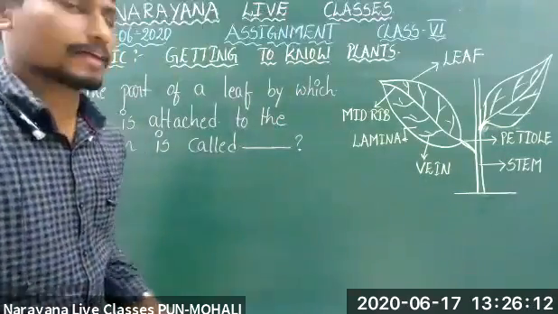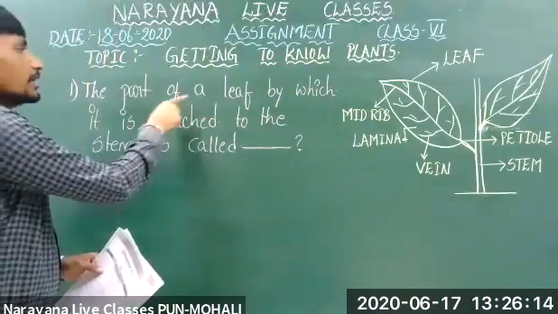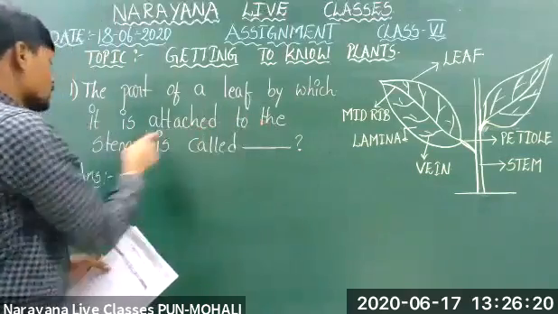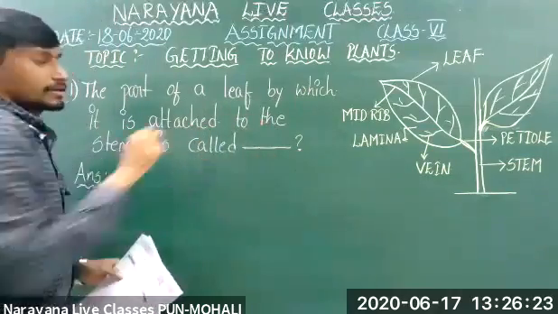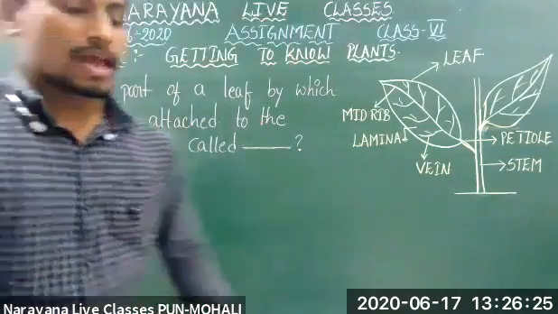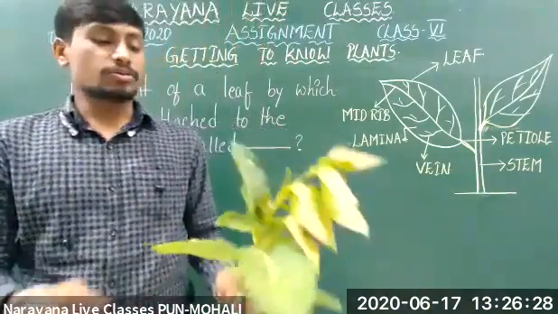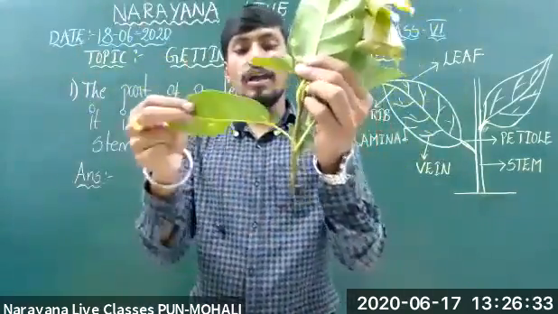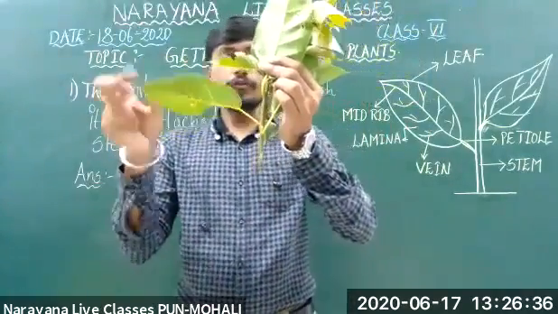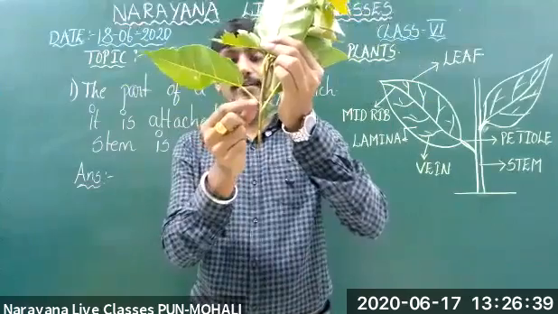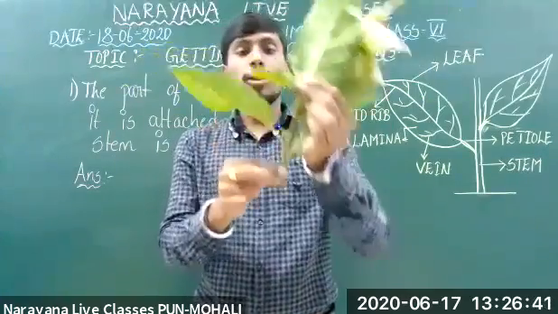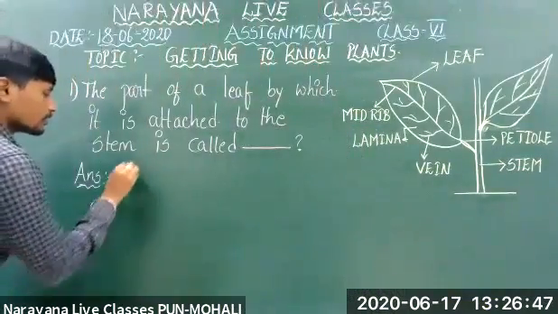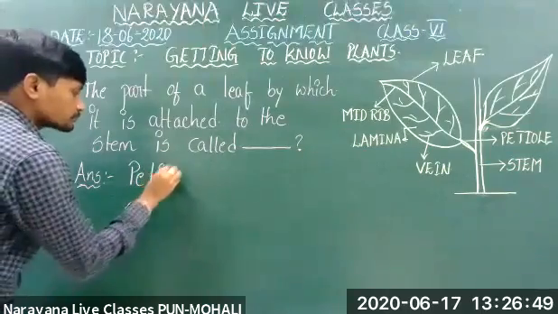The first question of this assignment: the part of a leaf by which it is attached to the stem is called dash. So what is the question they are asking? A part of a leaf which is attached to the stem is called dash. Here you can see this is the plant stem. Here you can find one leaf which is attached to the stem. This part which is attached to the stem, we used to call it a petiole. The answer is petiole.